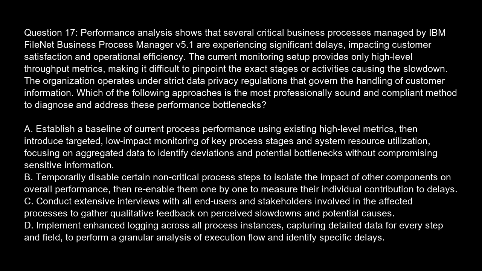Option B. Temporarily disable certain non-critical process steps to isolate the impact of other components on overall performance, then re-enable them one by one to measure their individual contribution to delays. Option C. Conduct extensive interviews with all end users and stakeholders involved in the affected processes to gather qualitative feedback on perceived slowdowns and potential causes. Option D. Implement enhanced logging across all process instances, capturing detailed data for every step and field to perform a granular analysis of execution flow and identify specific delays.